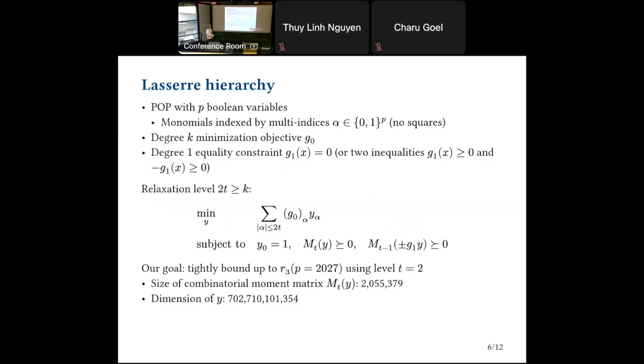Already there, the combinatorial moment matrices are huge. They're 2 million by 2 million matrices. And the dimension of these vectors, up to degree 4 with this number of variables, is enormous, almost a trillion. So there's no way that this is going to work.